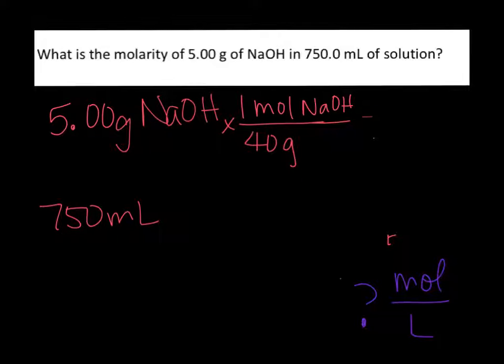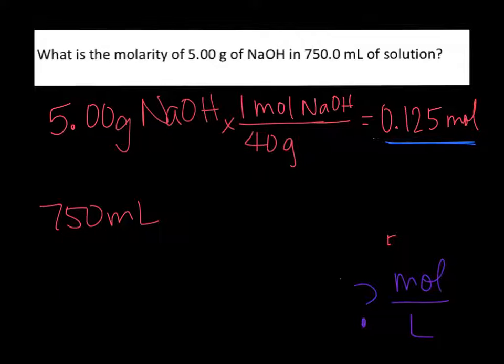So 5 divided by 40 is 1/8, or 0.125 moles. So that's first. And then I've got 750 milliliters, and that has to be changed to liters.